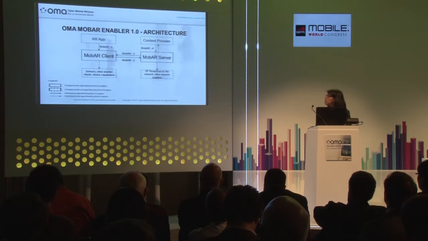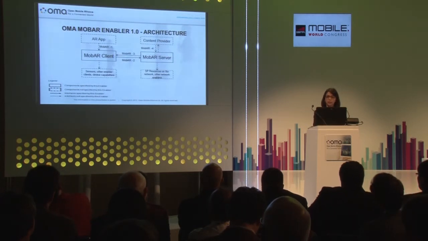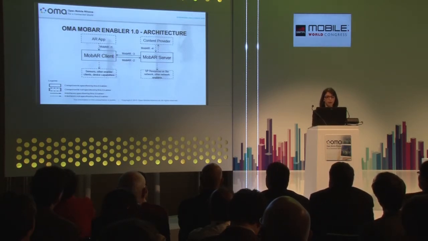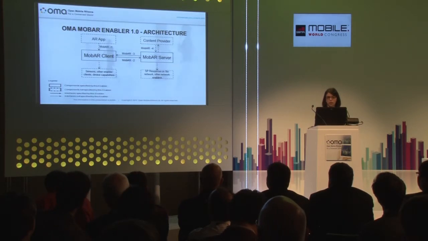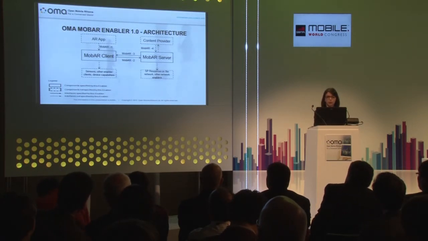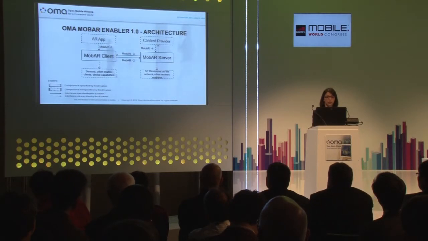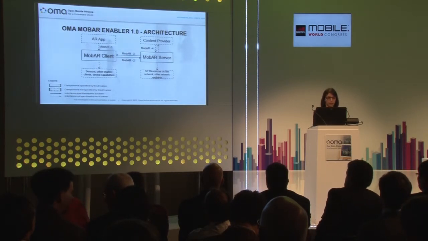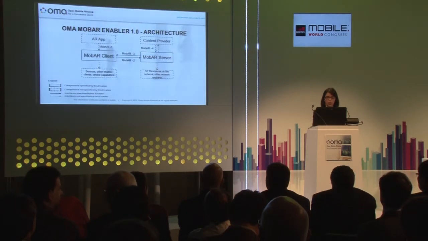Then this is the architecture as specified in version 1.0 of the enabler. We see here the two main entities of this architecture: the mobile client on the device side and the mobile server on the network side, and Mobile 2 and Mobile 3, which are the specified interfaces of this enabler. Mobile 2 is the one related to the pull mechanism, where the client and server interact to search for content and get the content back to the client, and Mobile 3 is mainly for the push functionalities.